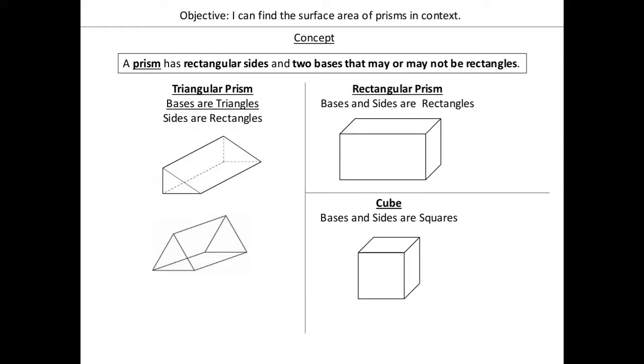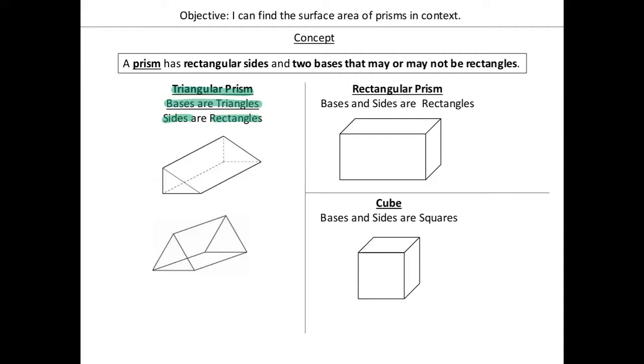All right, so for today, like I said, we're going to focus on the two basic prisms. We're going to be looking at triangular prisms, and then we're also going to be looking at rectangular prisms, okay? So a triangular prism tells you the name of the solid, and tells you what shape the base is. Because it says triangular, that tells you that the bases are triangles, and then the sides are going to end up being rectangles, okay? So sides are going to be rectangles.